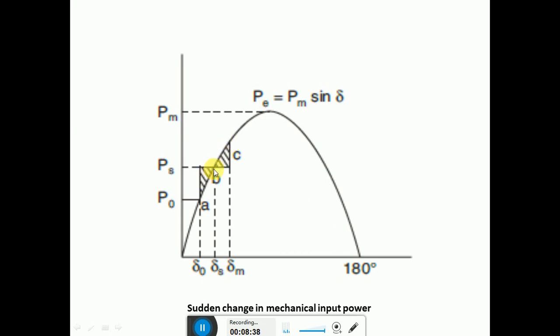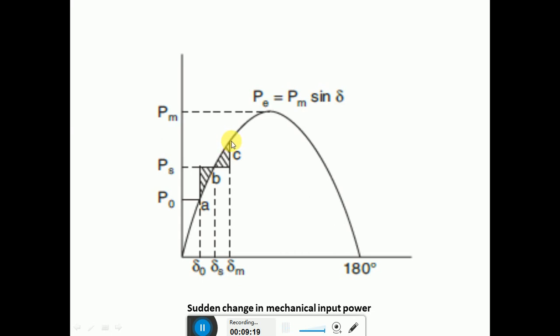So these two areas, this is the accelerating area and this is the deaccelerating area, because at this point, if you see, the electrical power output is more than the mechanical power input, which means Ps minus P is negative, which means accelerating power is negative. As accelerating power is negative, deacceleration effect will be there. So when these two areas are equal, at this point all the accelerating energy has been released or cancelled by the deaccelerating energy. Therefore the machine will again run at synchronous speed at this point.